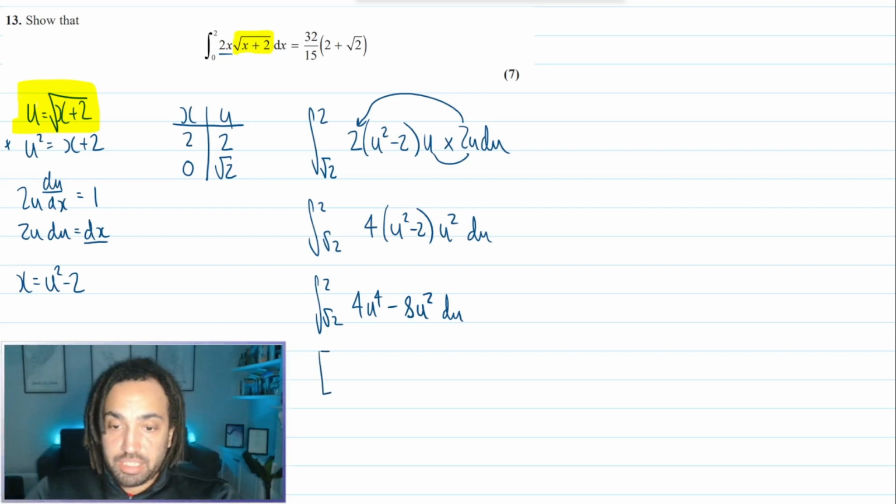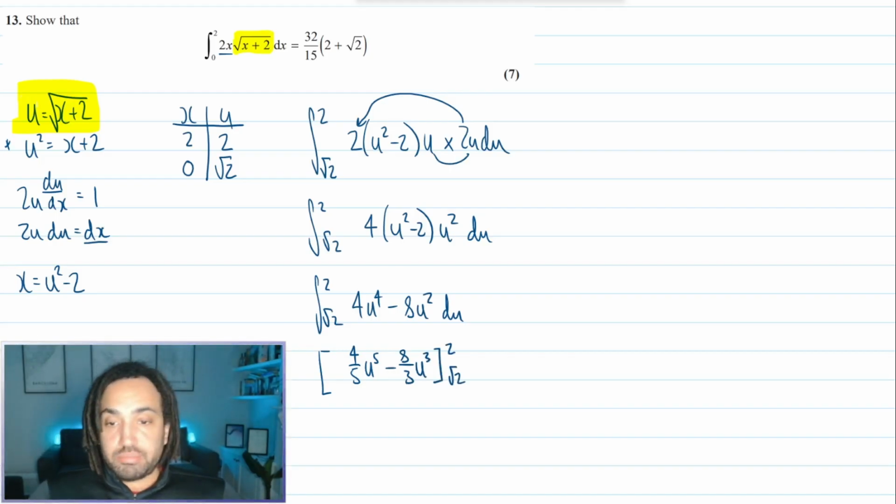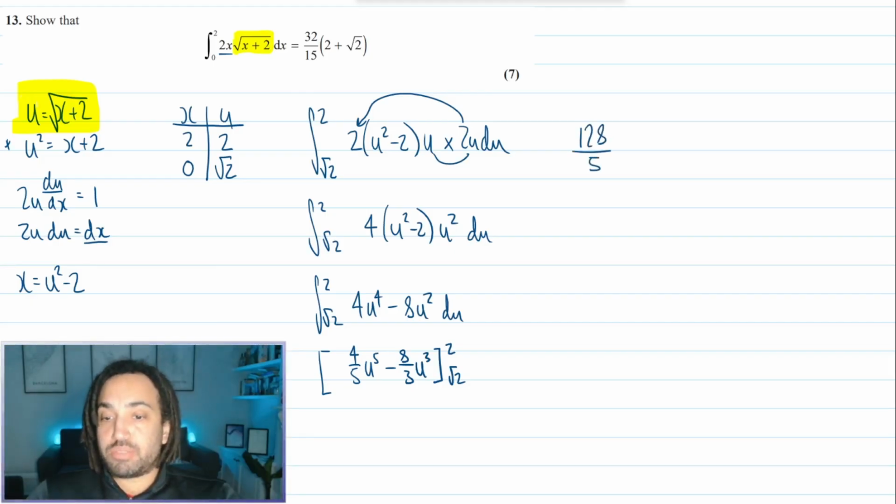Okay, now we can integrate, so up the power, divide by the new power, between 2 and root 2. Subbing in 2, 2 to the power 5 is 32, times by 4 over 5. So 32 times 4 is 128 over 5. Subbing in 2 cubed is 8, times by 8 is 64, so that's 64 over 3.